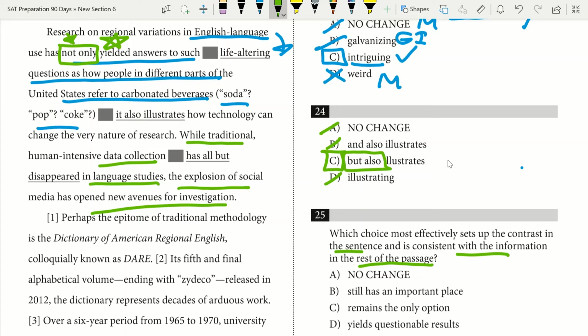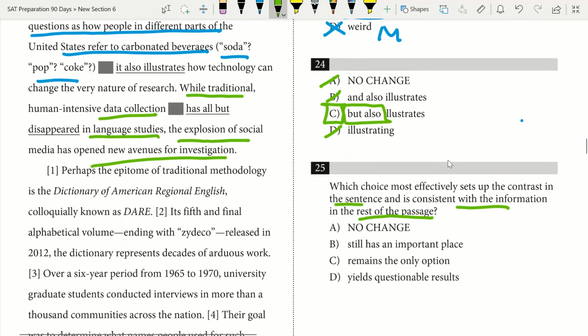Okay, well, that explosion of social media opening new avenues for investigation, we don't really know, or at least it doesn't give us much of an indication of what should come before it right here, right? But now what we do know is that it has to be consistent with the rest of the passage. Now, since that right there, the opening new avenues for investigation, it's not giving us a ton, or at least not really, in my opinion, enough to answer this question. What we're going to want to do then is focus on it being consistent with information in the rest of the passage. And we want to do that anyway, and we don't know the rest of the passage.